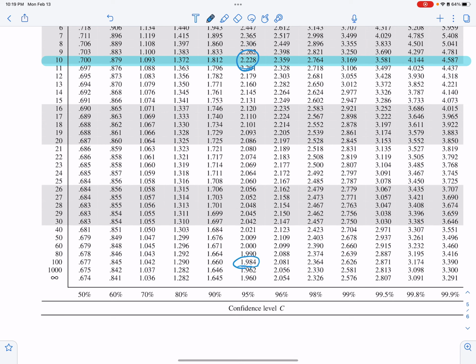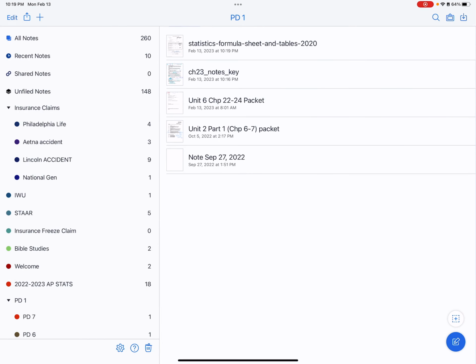1.984. 1,000 is 1.962. Infinity is 1.96. And you can see that's indeed a 95% confidence interval. So that confirms it as well.